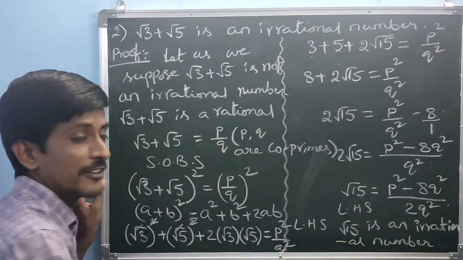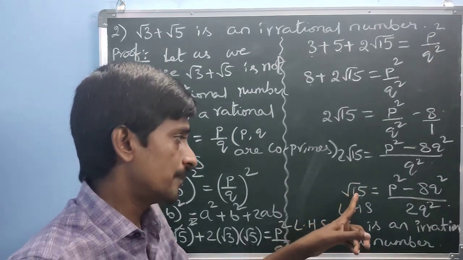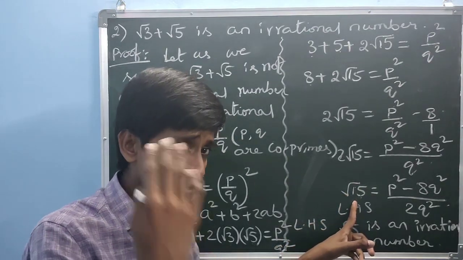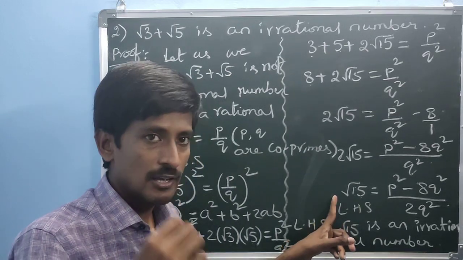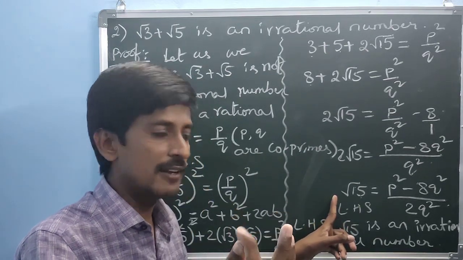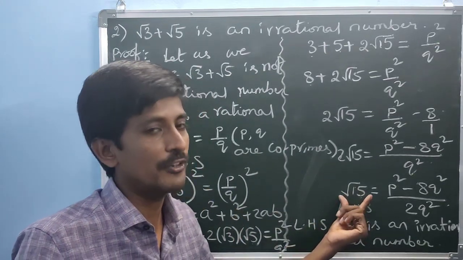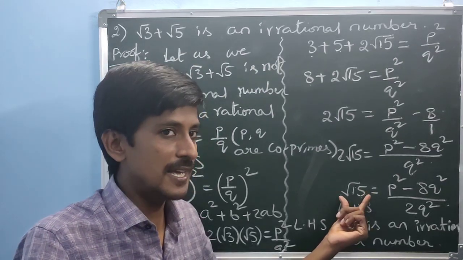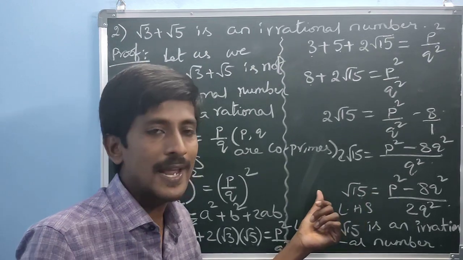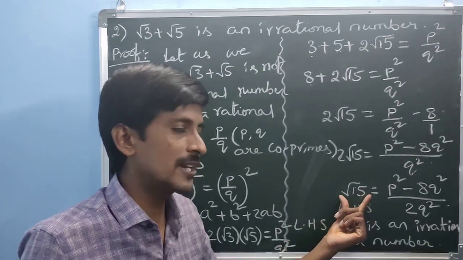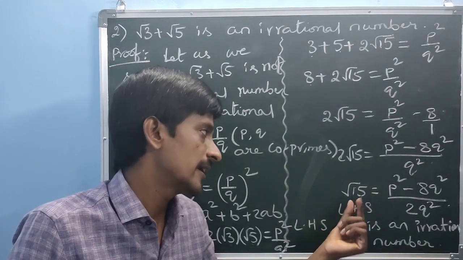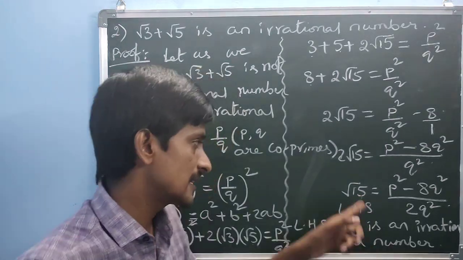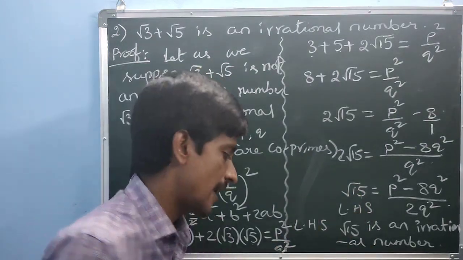Because it is not a perfect square. Root 16 equals 4. Root 9 equals 3, and root 15 lies between these numbers, so it is an irrational number. Root 16 is a rational number, root 9 is a rational number, but root 15 is an irrational number. It is not a perfect square. That's why it is an irrational number.